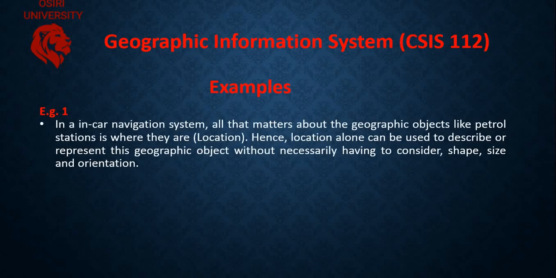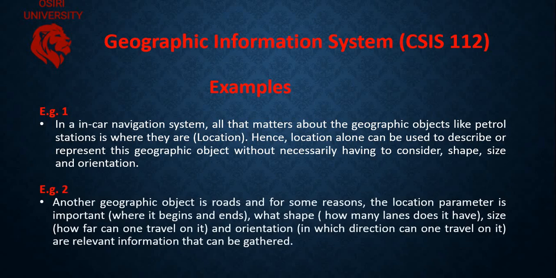Examples. In example 1, we want to look at an in-car navigation system. In this case, all that matters about the geographic object, like the petrol station, is where it is located. And so, for example, if you want to navigate to a filling station to fill your car with fuel, the first thing you would have to think about is the location. Where is the petrol station located? Hence, location alone can be used to describe this geographic object. We may not necessarily have to look at other parameters such as the shape, size, and orientation in this case.